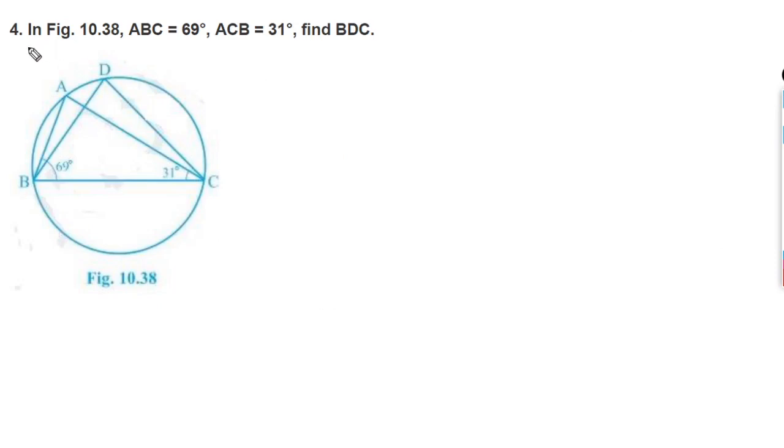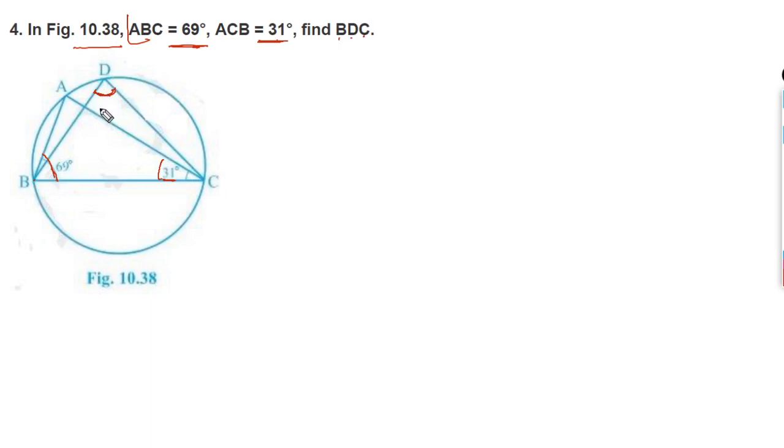So now we'll discuss question number 4. In figure 10.38, that means in this figure, angle ABC equal to 69 degree. Angle ABC, look at the figure, this angle is equal to 69 degree. Angle ACB equal to 31 degree. Angle ACB, this angle is equal to 31 degree. Find angle BDC. You have to find this angle.